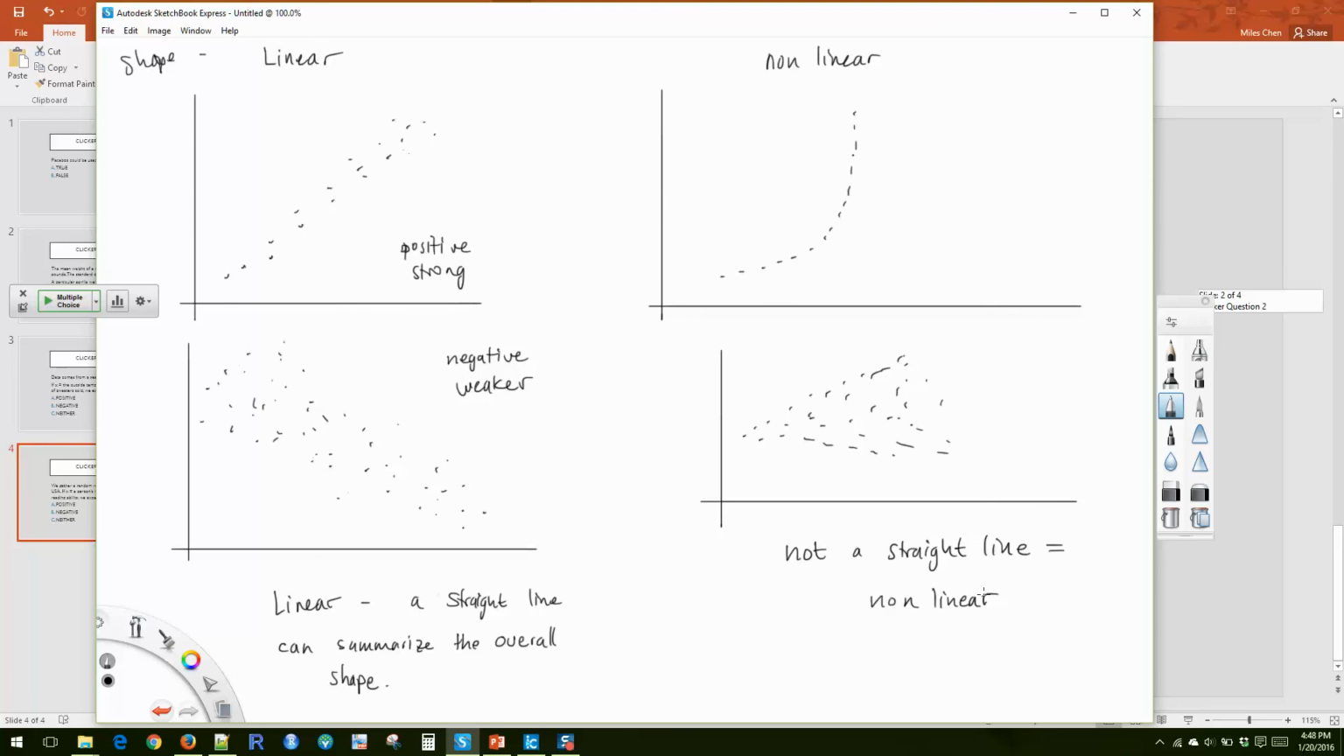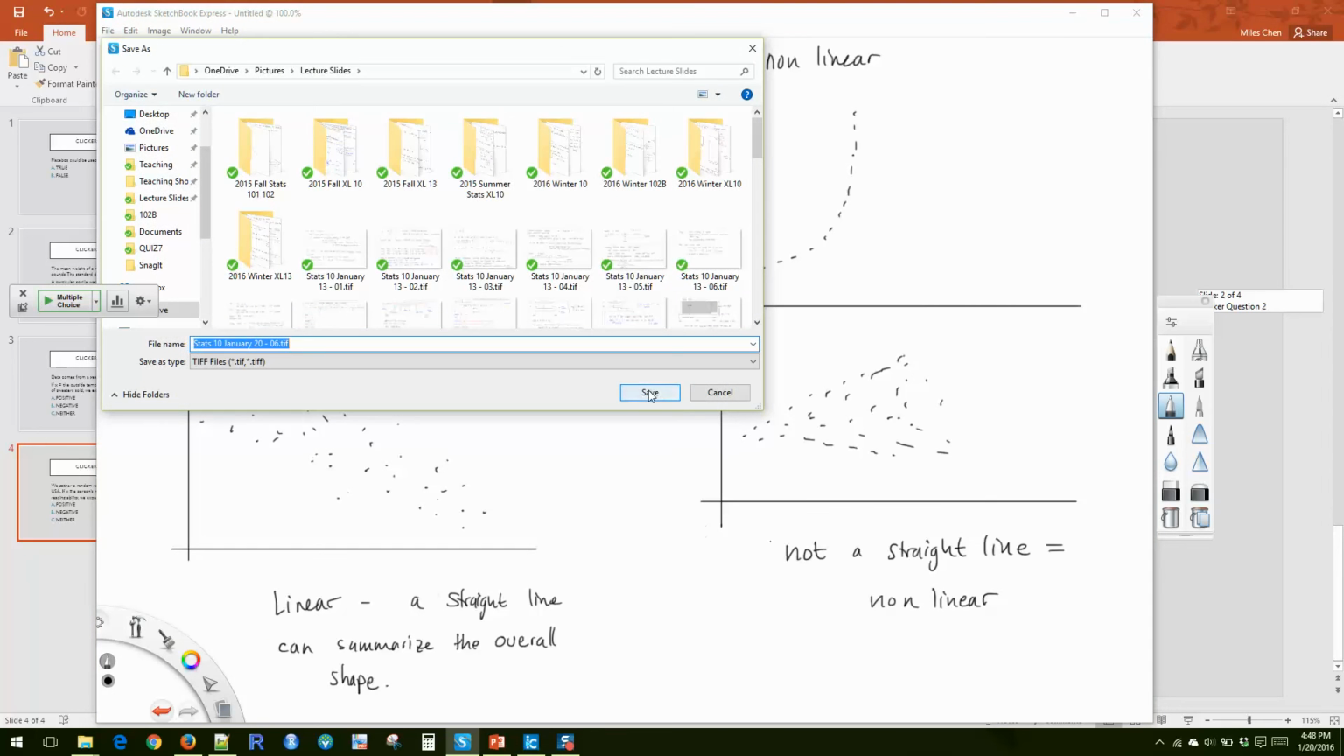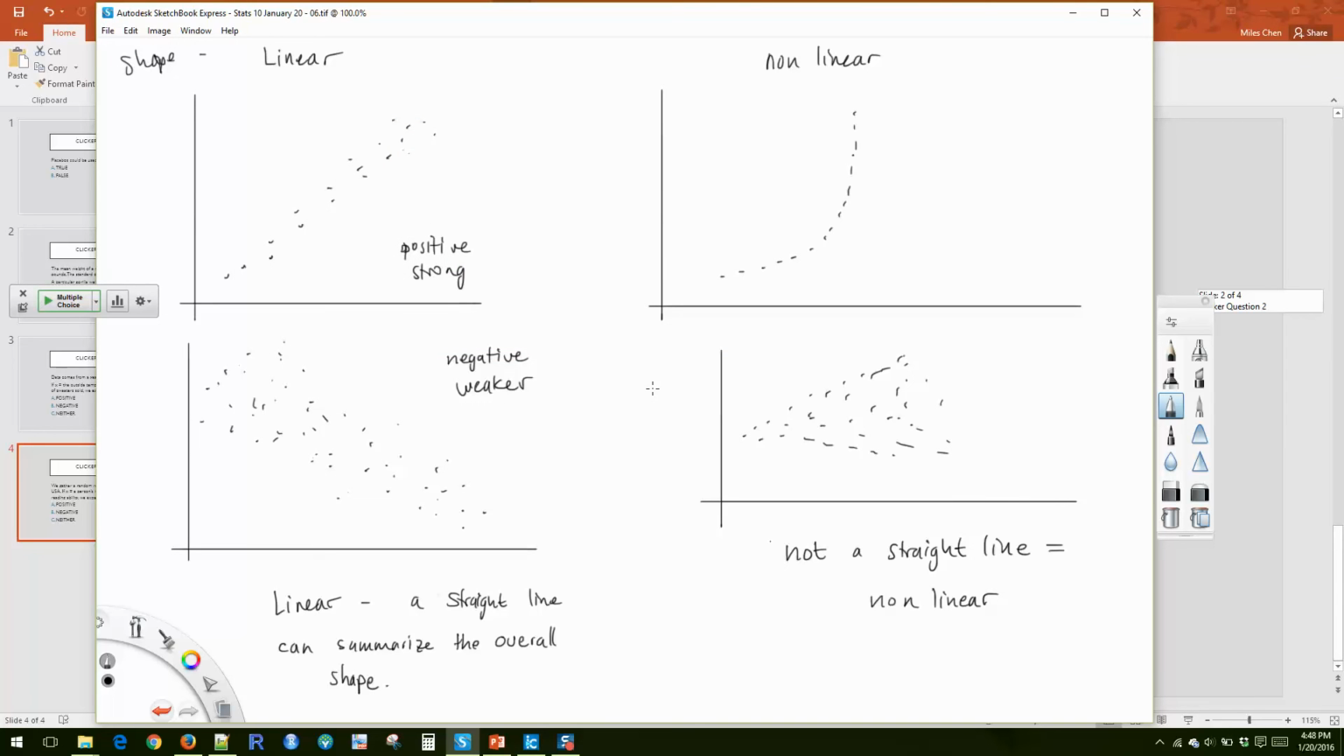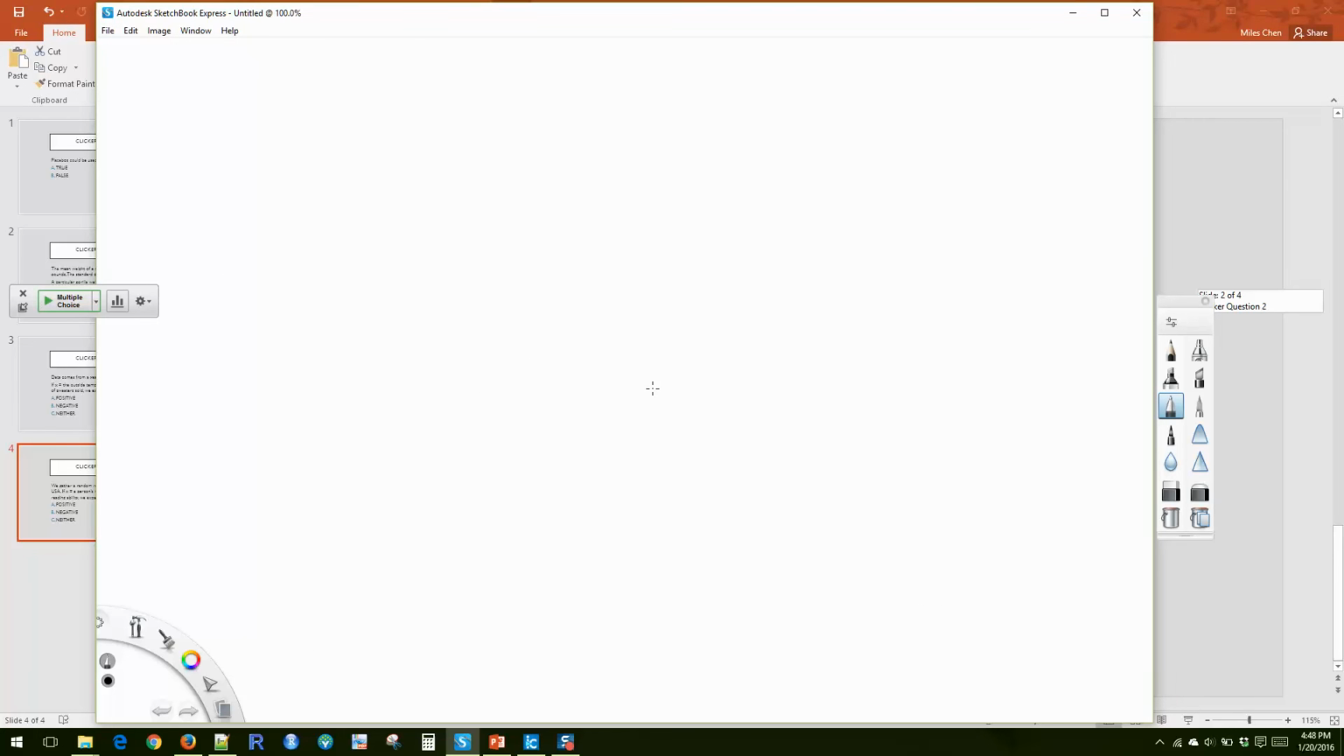Now, if you took an advanced statistics course or a course devoted to regression only, then you might further break these down into things like quadratic or exponential or sinusoidal, whatever you want to say. But as far as this class goes, we're only going to worry about whether it's linear or nonlinear. Maybe just one more slide here. I know you guys are itching to get out of here. One more slide, and that is the numeric summary.